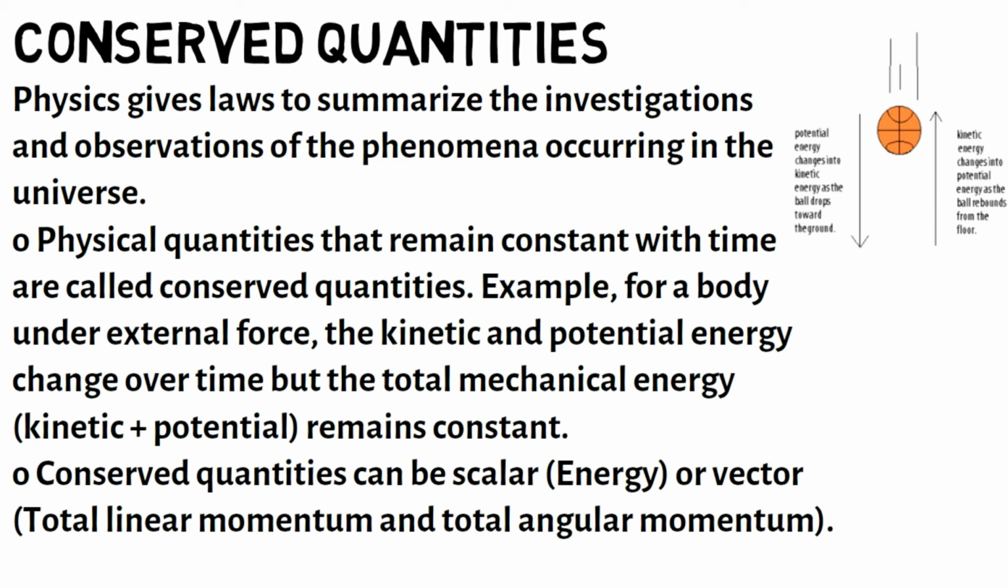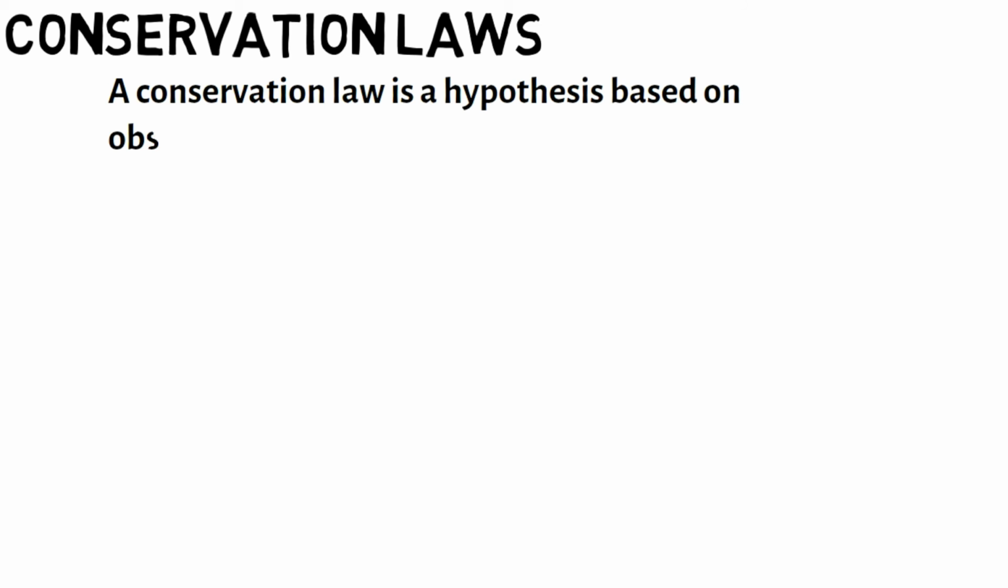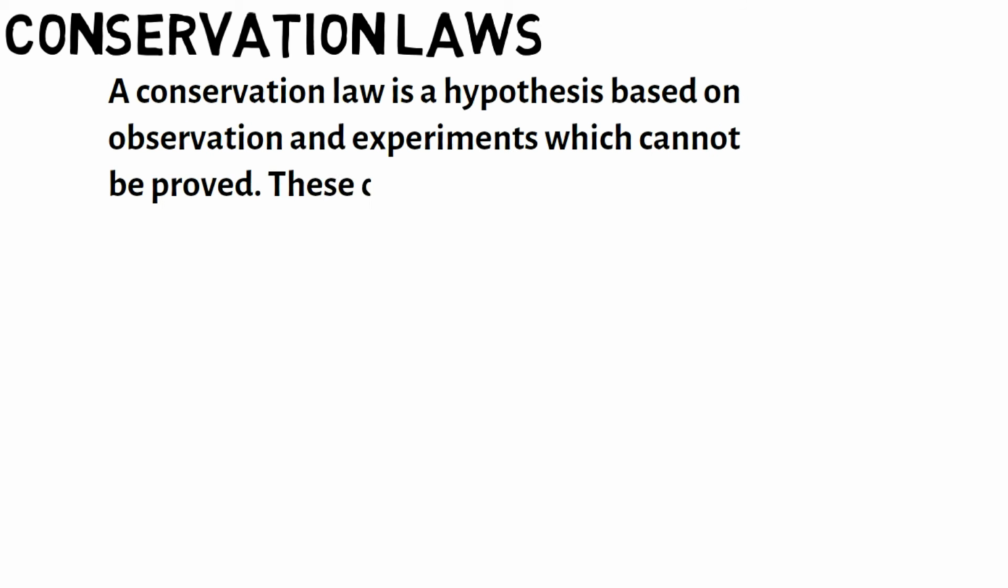Conserved quantities can be scalar, such as energy, or vector, such as total linear momentum and total angular momentum. Conservation laws. A conservation law is a hypothesis based on observation and experiments which cannot be proved. These can be verified via experiments.